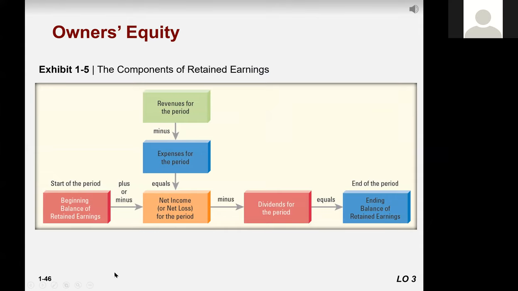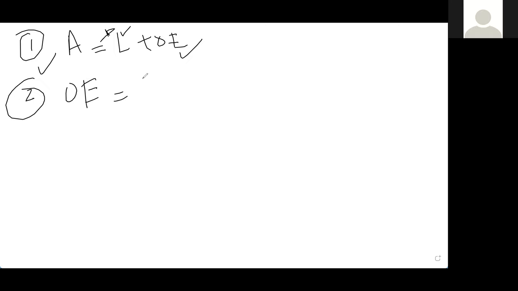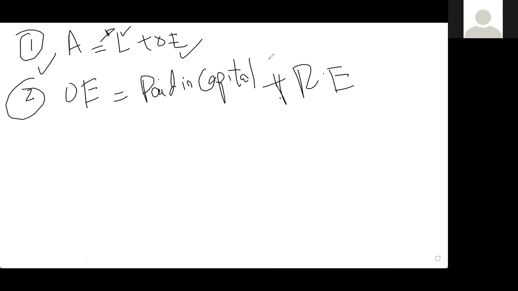Now, the fourth formula. We just talked about three formulas. Number one, let me write it down for you. We discussed the accounting equation, which is assets equal to liabilities plus owner's equity. You can rearrange this equation and find out the rest. If you have owner's equity and assets, you can also find out the liability. Second one, owner's equity is equal to paid-in capital plus retained earnings, right?